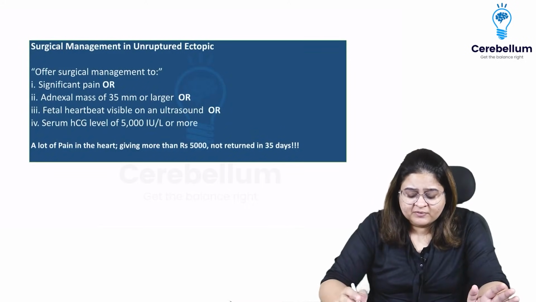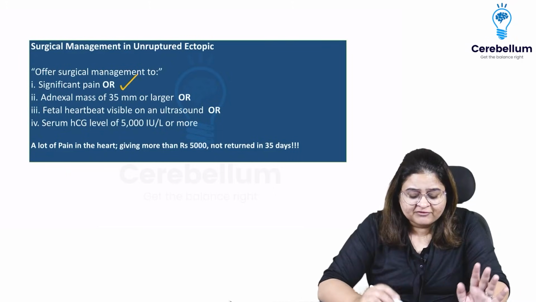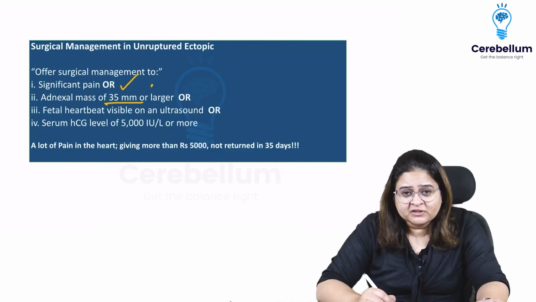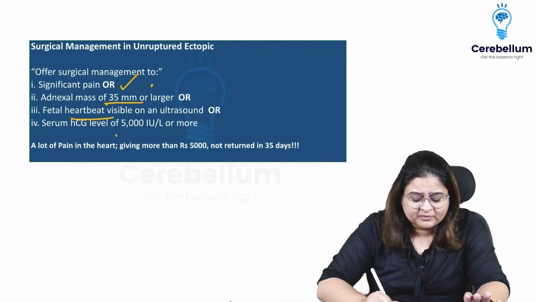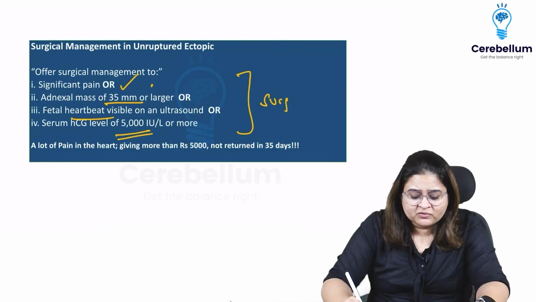Now surgical management, who do we do this for? If she's having significant symptoms, significant pain, the size is big, more than 35 millimeter, or there is visible cardiac activity, or the beta-hCG is more than 5,000. In any of these, you are directly going to do surgery.